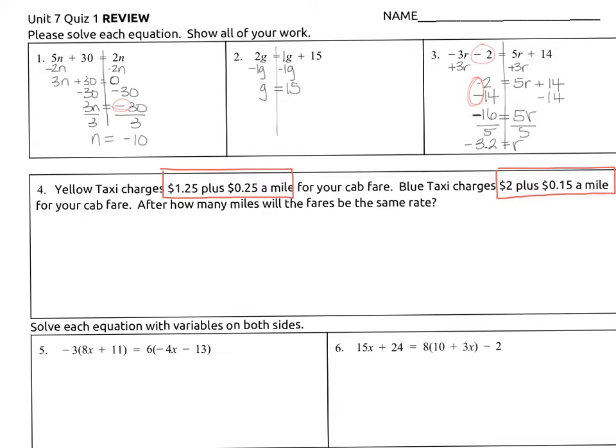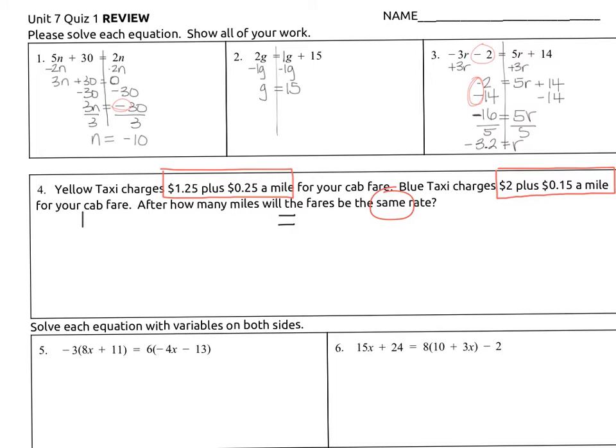What's the key word here that's going to tell me what to do with these 2 parts? Look in this last sentence. After how many miles will the fares be the same rate? Same. Same is telling you you need to set them equal to each other.